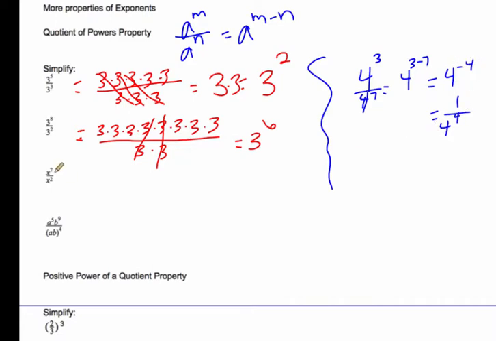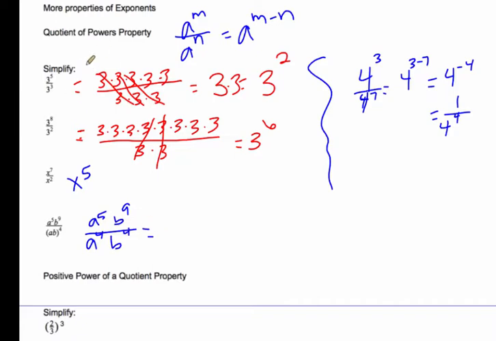So let's look down here. X to the 7th over x squared is going to be x to the 5th. 7 minus 2 is 5. Now this one's going to be multi-step. The denominator needs to be simplified first. So the numerator is going to stay the same for now: a to the 5th, b to the 9th. Over, what's ab to the 4th? Remember the rule. Multiply 4 times the exponent on the inside. So it's going to be a to the 4th, b to the 4th.